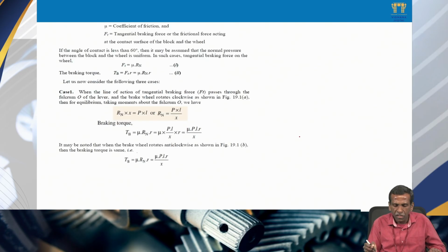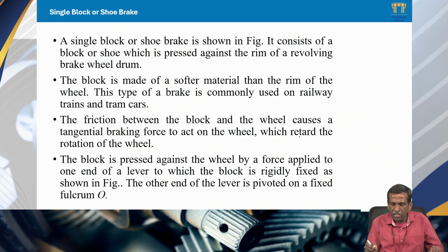Now, this block is always made of softer material than the rim, because if replacement is required, we can replace the shoe or brake at less cost. This type of brake is basically used in railway trains and tram cars. Friction between the block and wheel causes a tangential braking force to act on the wheel, which retards the motion. The block is pressed against the wheel by a force applied on one end of the lever, that is, I said, the effort.